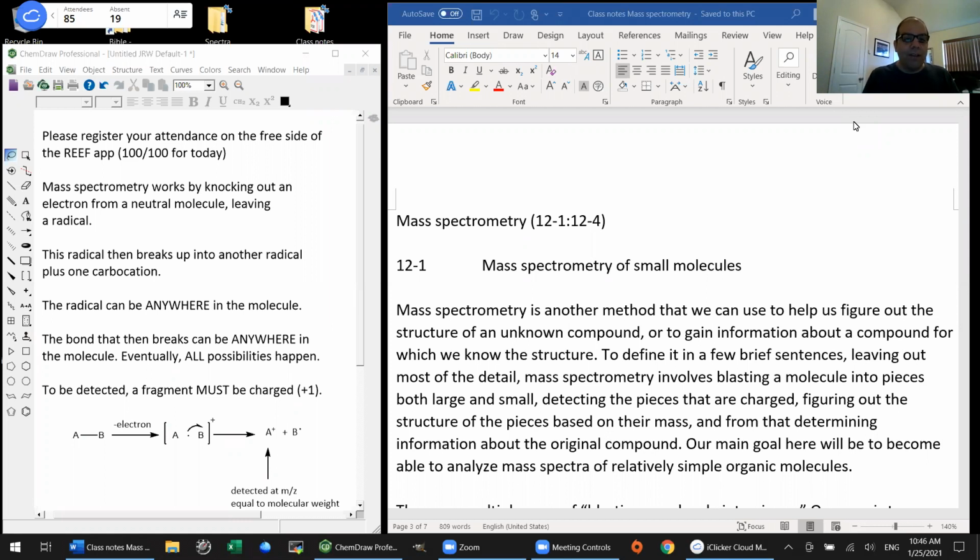Good. So we've already said this over here. Mass spectrometry works. Let me see if I can't make that a little bigger.